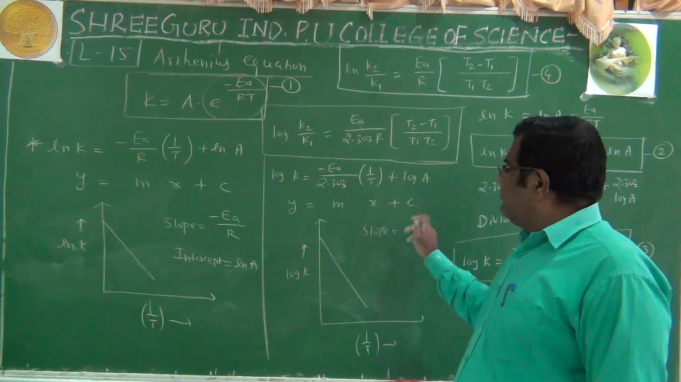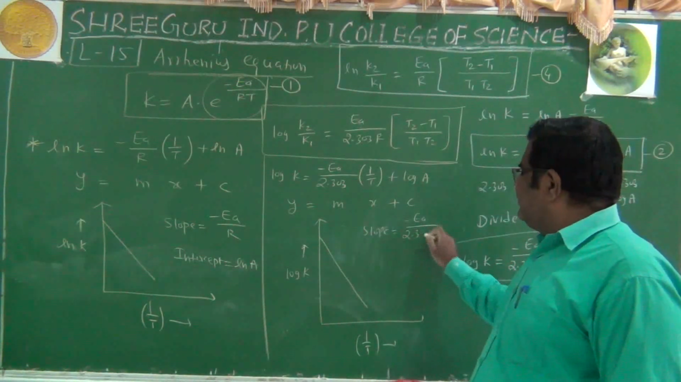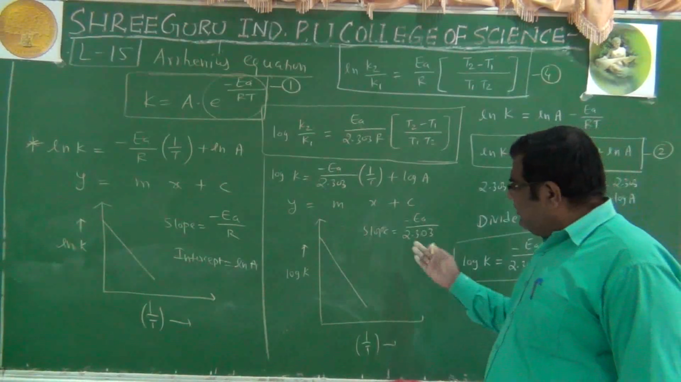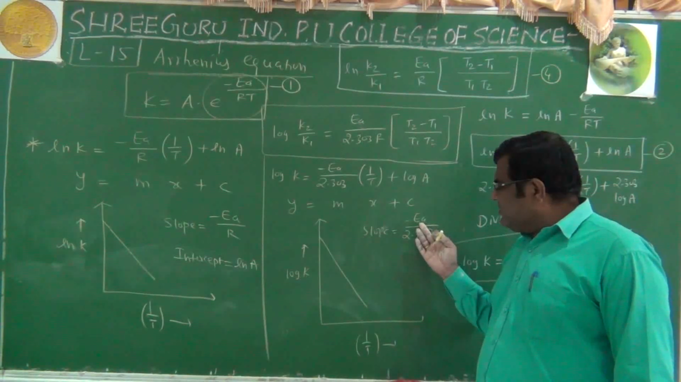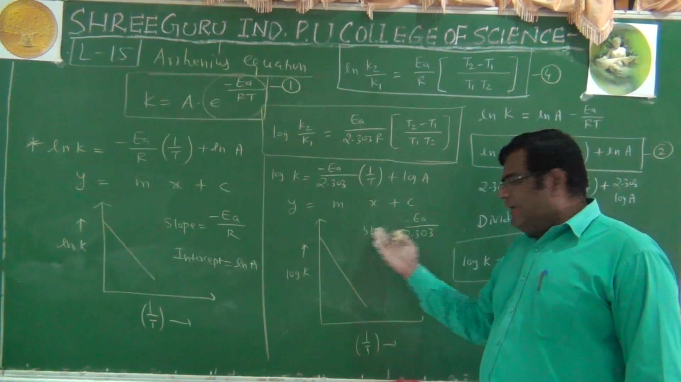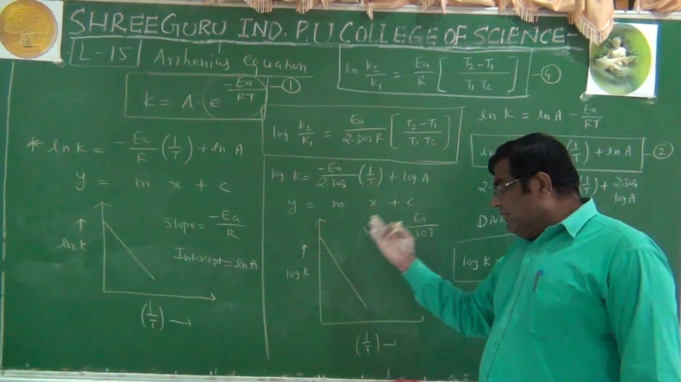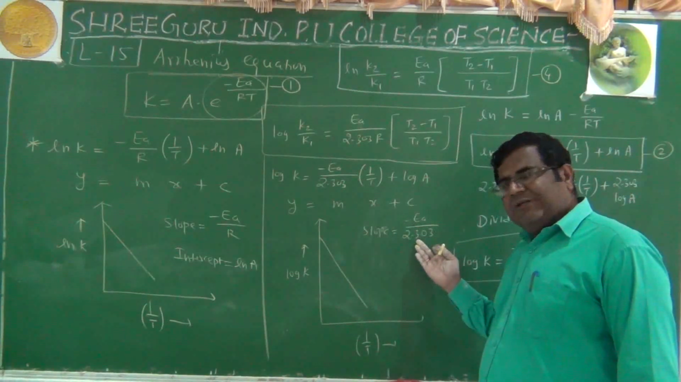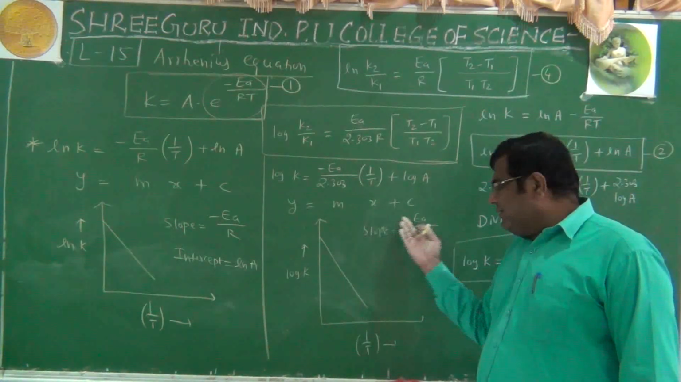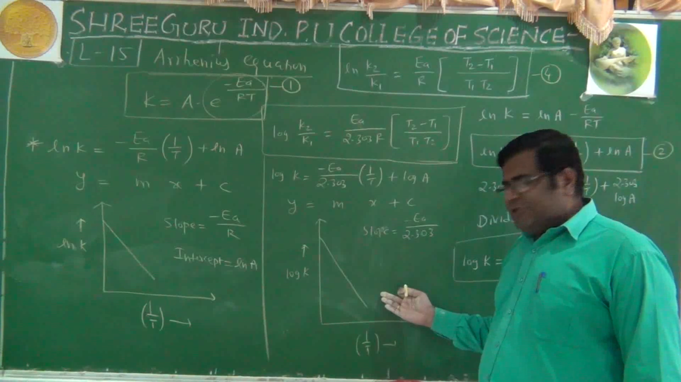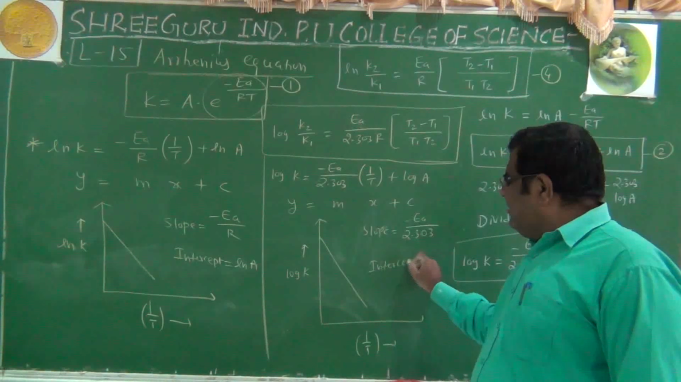Slope equals minus Ea by 2.303. We can calculate activation energy from this graphical representation, because activation energy is nothing but slope into 2.303. Negative of activation energy is slope into 2.303, so activation energy is negative into slope into 2.303. Slope is negative, so that negative and that negative sign becomes positive, and we get the value of activation energy in the positive term.